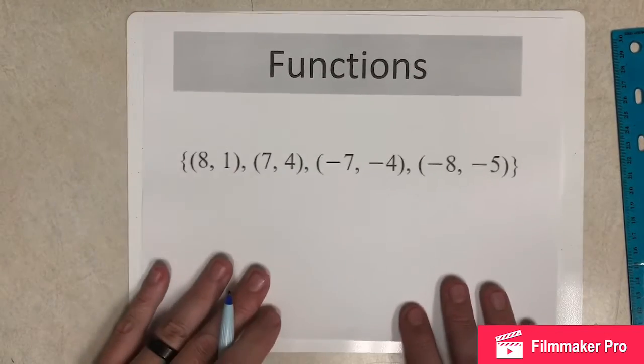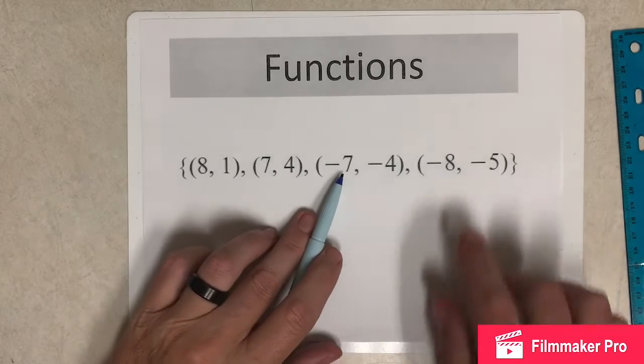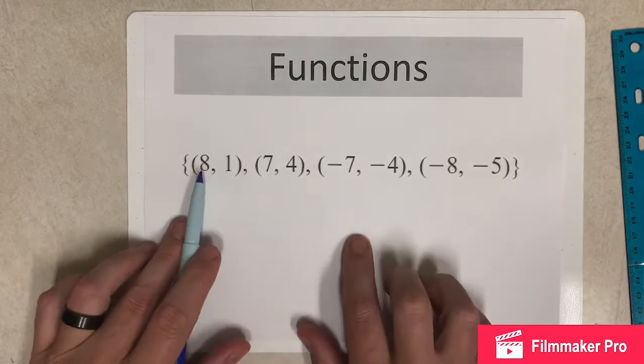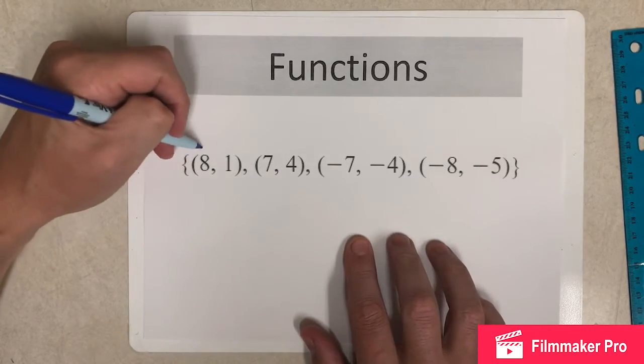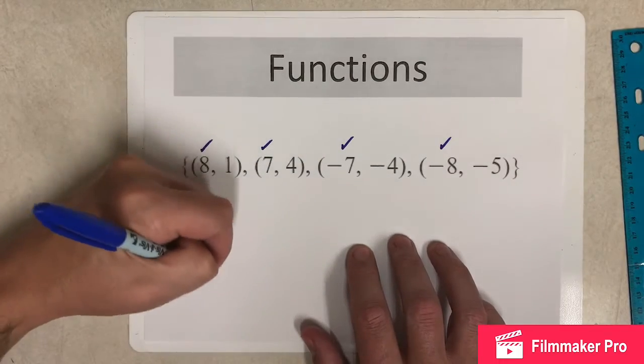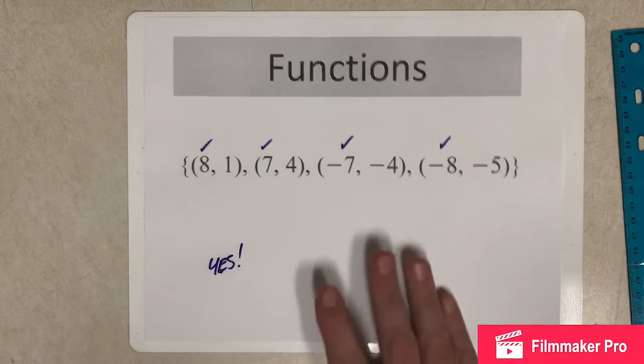Let's try this one, see if this one's any better. Okay, so take a look at that. 8, 7, -7, -8. Well, these are different, and these are different. 8, 7, -7, -8. Those are all different numbers. So this would be yes. That one is a function.